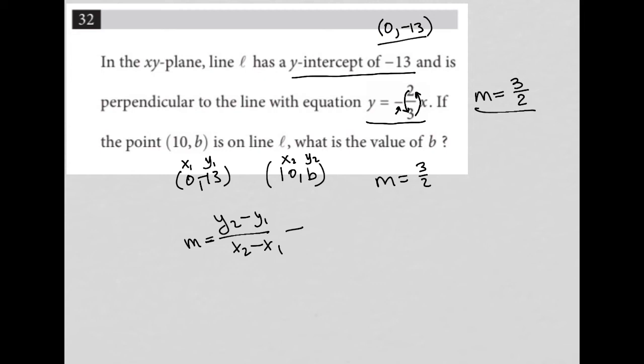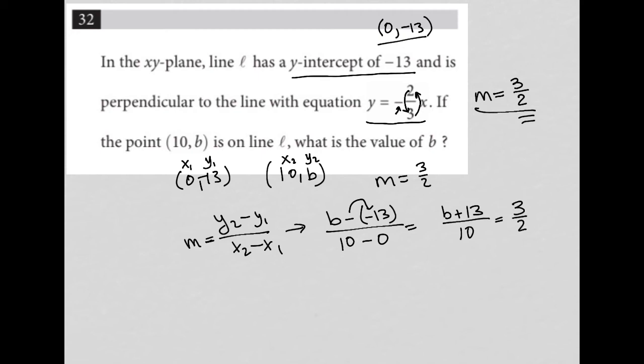So y2 would be b, and then minus y1, which is -13, so parentheses -13. x2 is 10, and x1 is 0. So when I simplify this, negative times negative is positive, so I'd have b plus 13 all over 10. We know that the slope is 3/2, right? We knew that early on. So b plus 13 over 10 must equal 3/2.